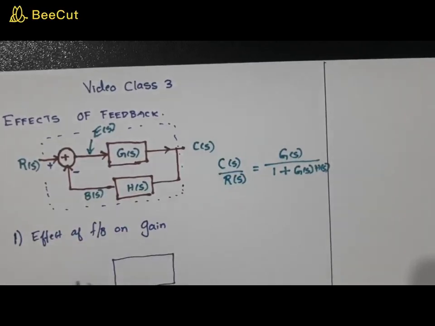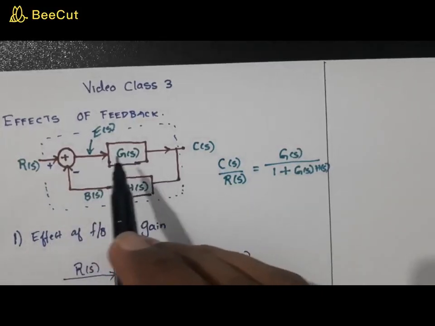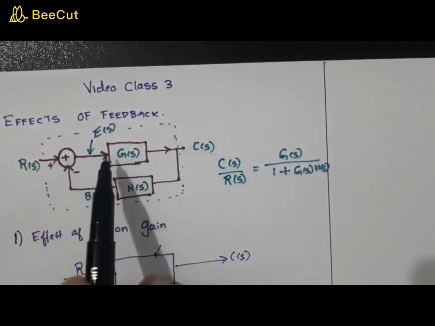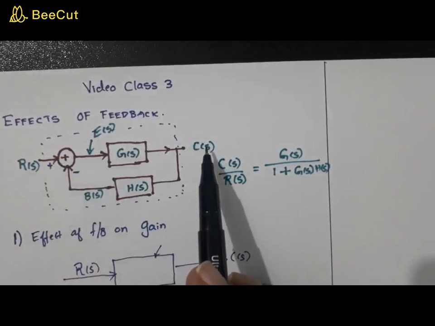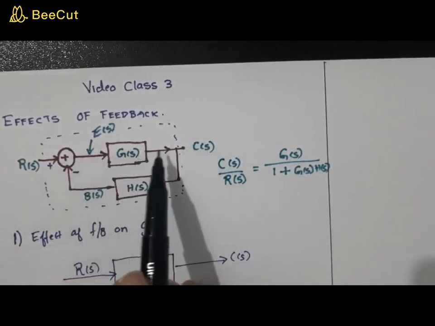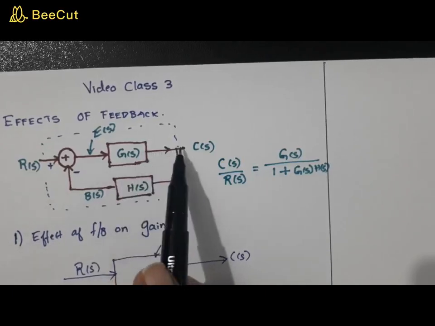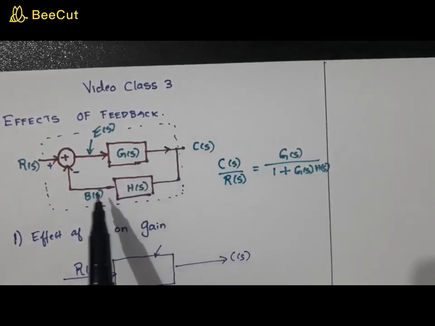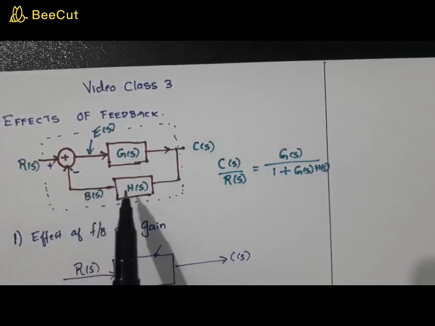Right? And this block, the input is R of S, the output is Z of S, and you can replace this by this. Actually, this block always represents a type of transfer function. So G of S is the transfer function along the forward path, while H of S is the function along the feedback path.